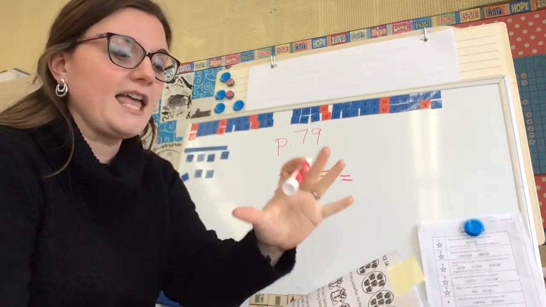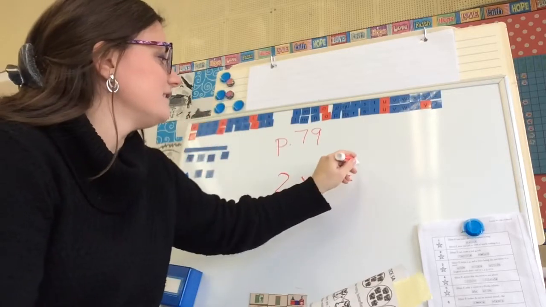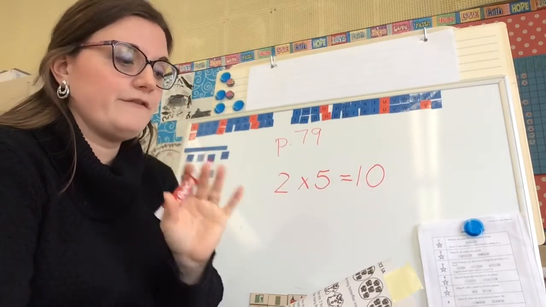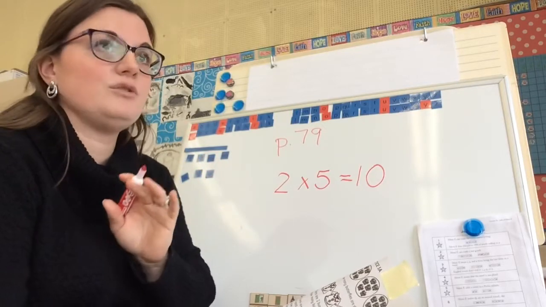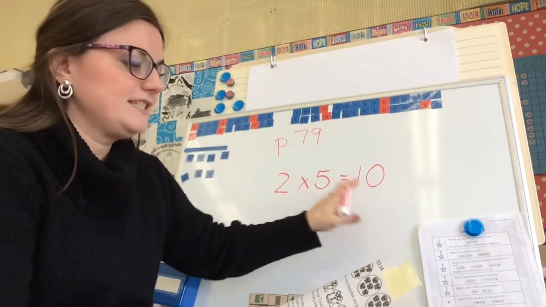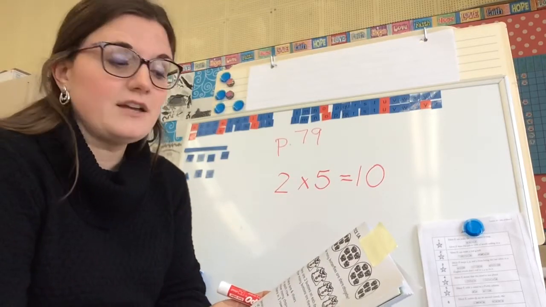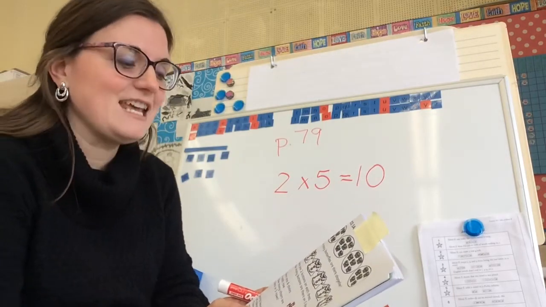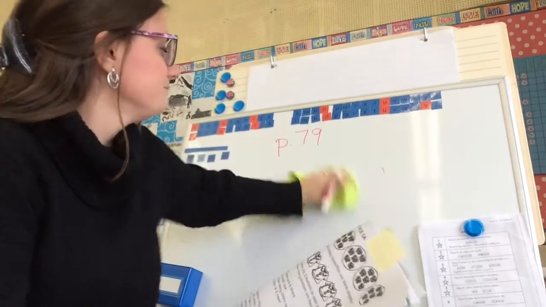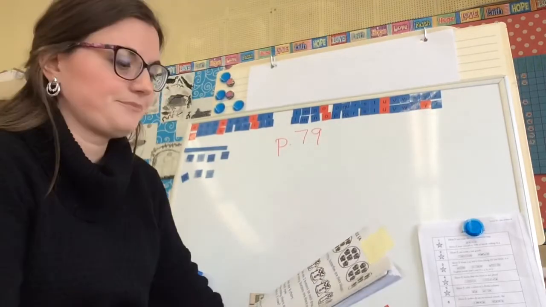So I have 2 groups of 5. So I go 5, 10. Because I can think of 5 dresses, right? And 2 go on each. So 2 of the groups of 5. So I have 10. So how many buttons on 5 dresses? There are 10 buttons. Okay, let's go to question number 3. What does number 3 say?